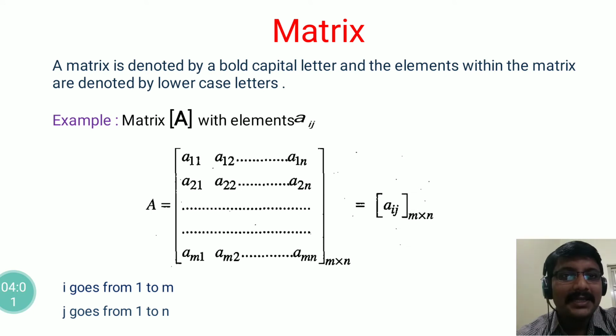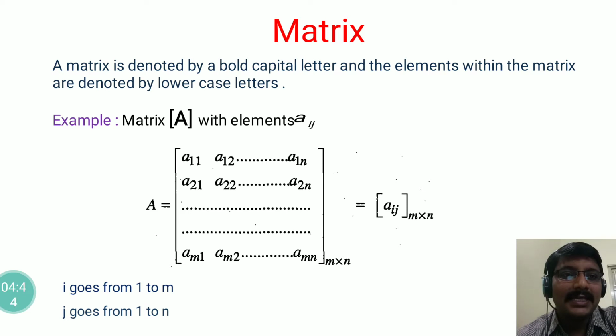Matrix is denoted with bold capital letters and the elements within the matrix are denoted by lowercase letters. So matrices are usually denoted with capital letters of the English alphabet and the elements are denoted with small letters. So A equals the matrix with a11, a12 and so on to a1n. This is the first row of the matrix A. Then a21, a22 and so on to a2n. This is the second row. Continuing this process, am1, am2 and so on to amn.